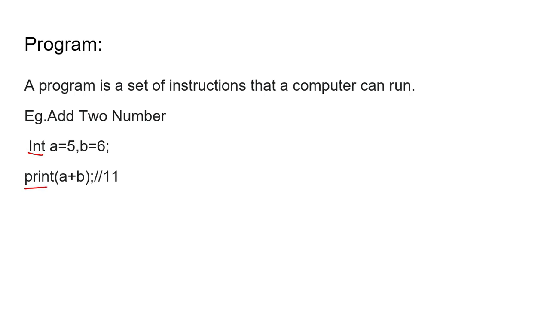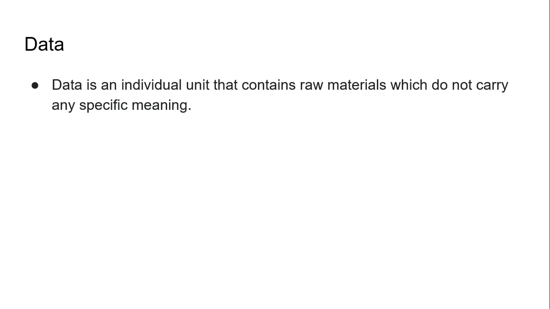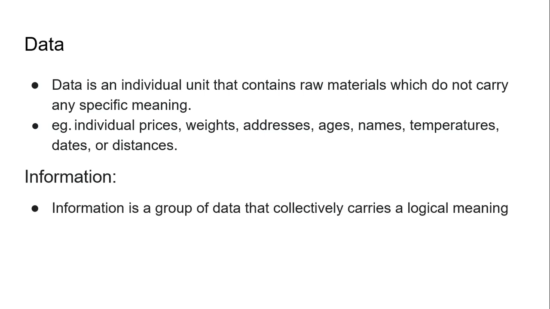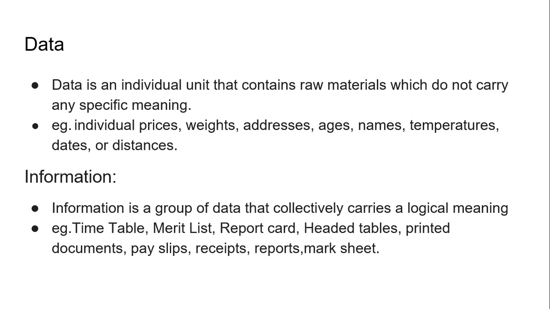After that, we have to understand the concept of data. Data is an individual unit that contains raw material which does not carry any specific meaning, like individual price, weight, address, and so many things. Information is a group of data that collectively carries a logical meaning, like printed documents, pay slips, and receipts. Age is data, but the ages of a group of different people together are information.